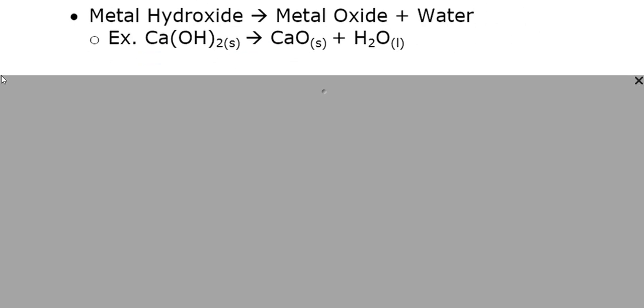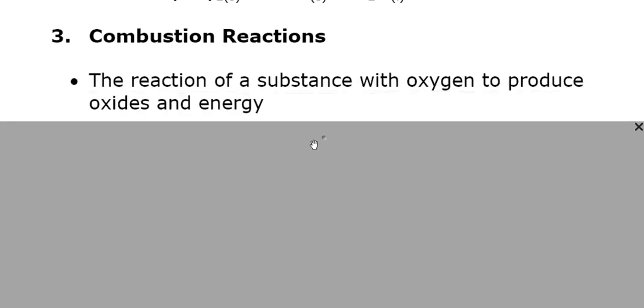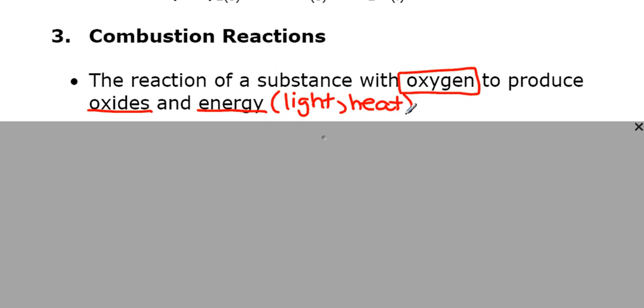Finally, let's take a look at combustion reactions. So what happens in combustion reactions? In general, you're going to have a reaction of a substance, but one of the reactants has to be oxygen for it to fall into this category. They'll make different types of oxides, and energy is released in the process, sometimes as light, sometimes as heat, things like that.